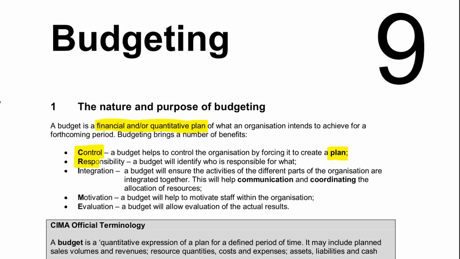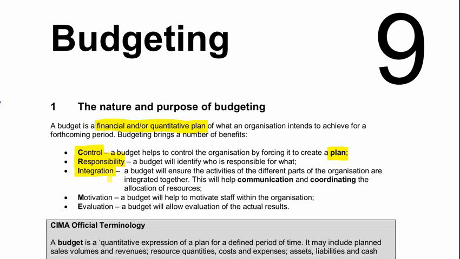Secondly, a budget is a good way of allocating responsibility. So you give different people in the organisation responsibility to look after different parts of the budget. So it's quite a good way of delegating and formalising somebody's responsibilities.